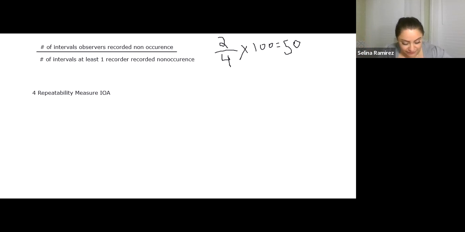It's expressed as a percentage of agreement between the total number of responses recorded by 2 observers, and is calculated by dividing the smaller of the counts by the larger count and multiplying by 100. So our formula is going to be our smaller count over our larger count.